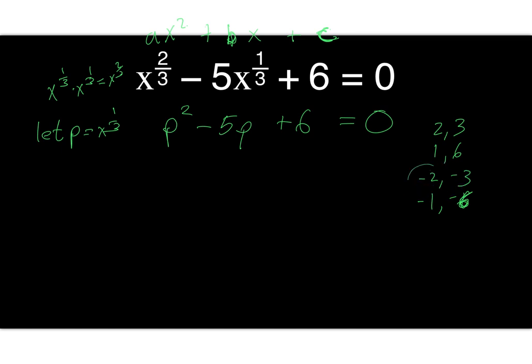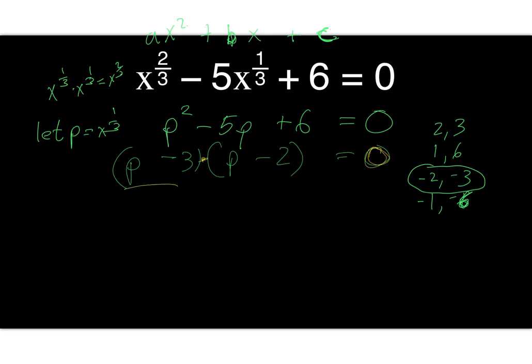Negative 2 and negative 3. So this would factor into p minus 3 and p minus 2 equals 0. I have two things that multiply to 0, which means one of them has to be 0. So either p minus 3 equals 0 or p minus 2 equals 0.